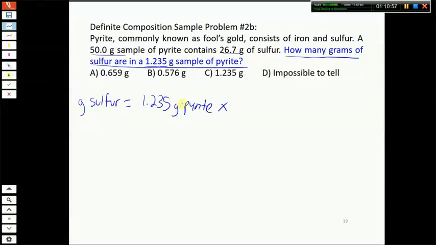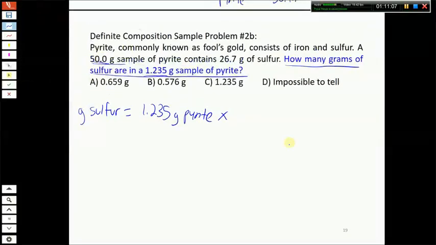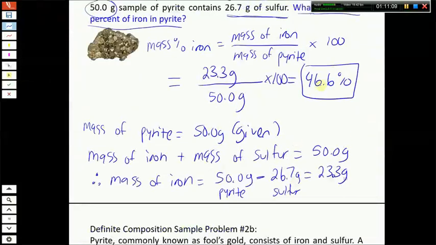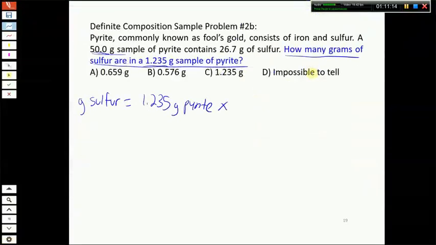We can use the result from the last problem, or we can just use the raw data that we're given, 26.7 grams and 50. There's, again, more than one way to do this problem. But if we use the result from the last problem, we found that pyrite has 46.6% iron, and the rest would be sulfur. So we either have to figure out the mass percent of sulfur, or we have to use the numbers here.